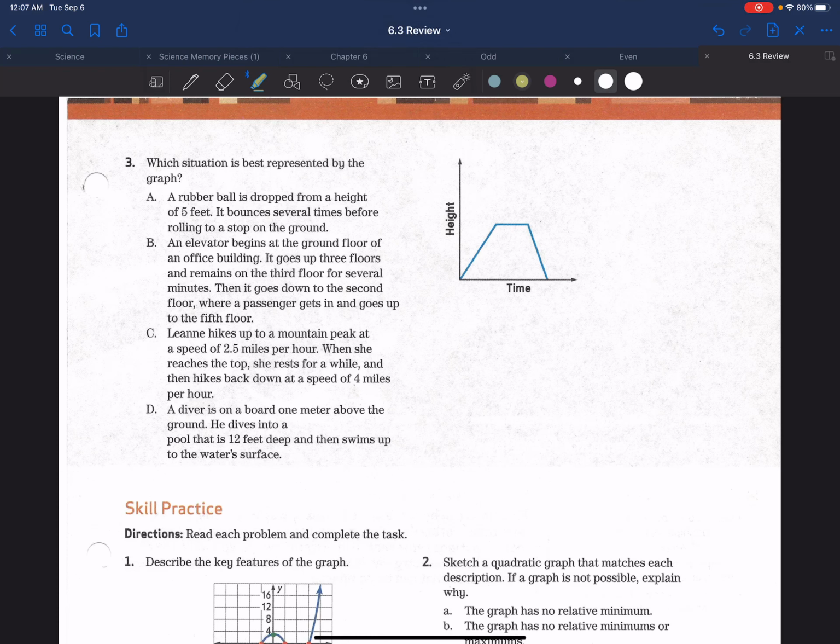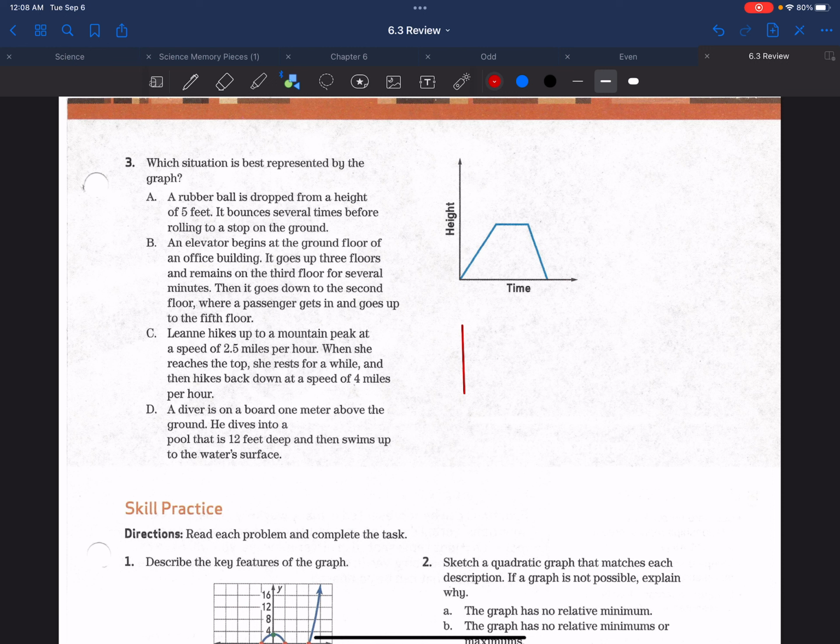Page 207, which situation is best represented by the graph? A: A rubber ball is dropped from a height of 5 feet. It bounces several times before rolling to a stop on the ground.